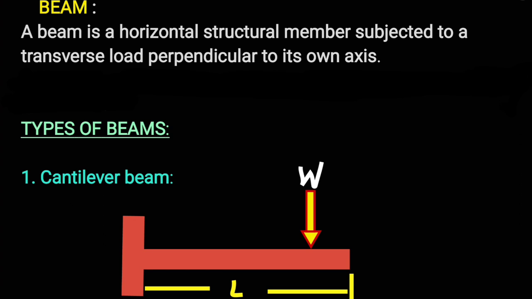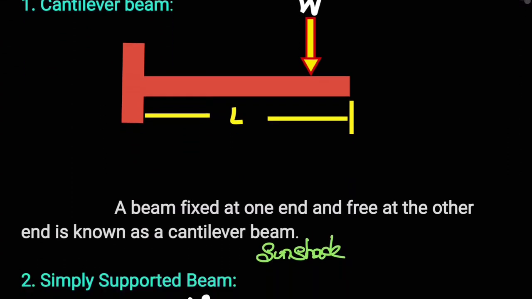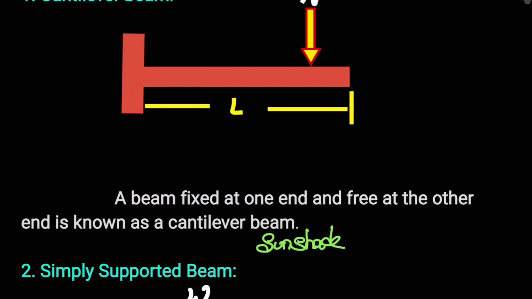Types of beams: cantilever beam. A beam fixed at one end and free at the other end is known as a cantilever beam. Examples are sunshades. When a load is applied, the cantilever transfers the load to the fixed end by bending.